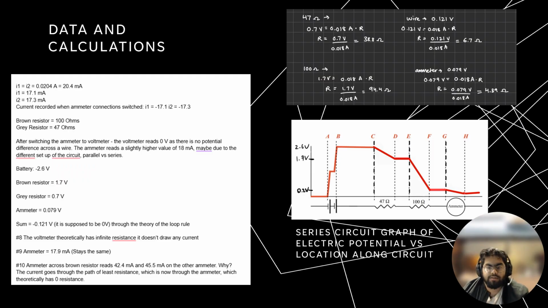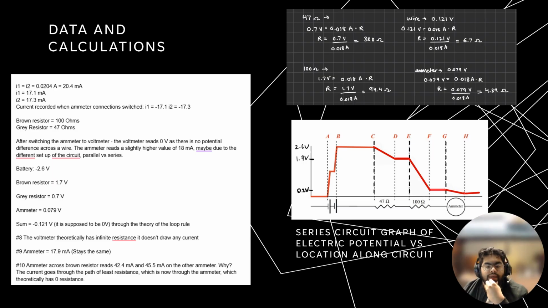So some of the data and calculations, as you can see, what I talked about in the beginning, the 20.4 milliamps at I1 and I2 in the circuit, what they should be equal to, and then how when we actually measured, we got 17.1 and 17.3. And then here we have the resistors that were used. So the 100 ohm resistor and the 47 ohm resistor.